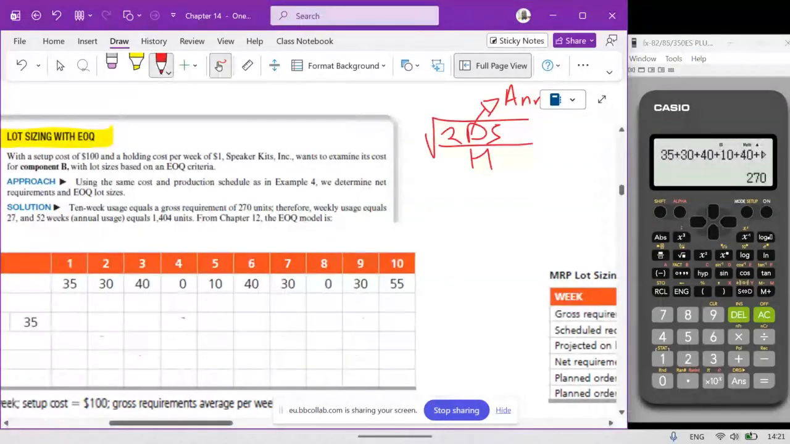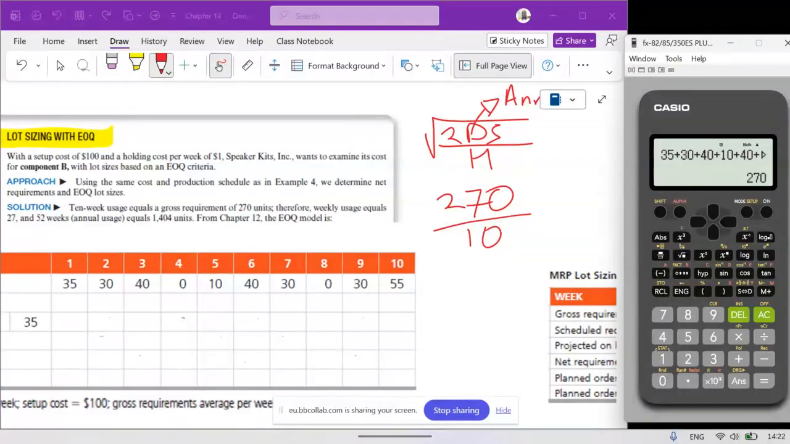So 270 over 10 weeks. It doesn't necessarily tell you anything. It's not annual. You can't say this is over 10 weeks, then what? You want annual. It's not annual, so you divide by the 10 weeks. You get 270 divided by 10.